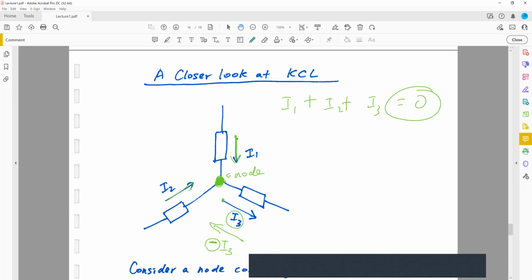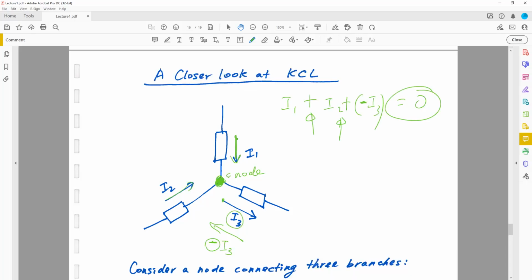So over here, I can still do plus, because I'm following the definition, the algebraic sum of all the currents entering the node. So I'm going to put minus over here. Now I1 is going in, I2 going in, I3 with a negative sign is also going in. The negative sign is critical. The algebraic sum of all these three currents has to be equal to 0.